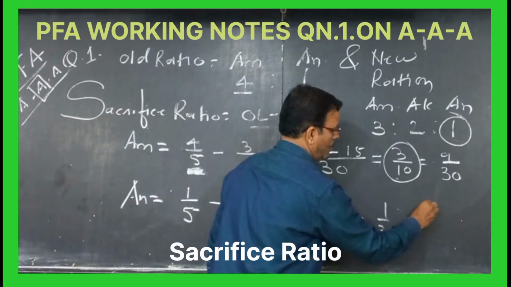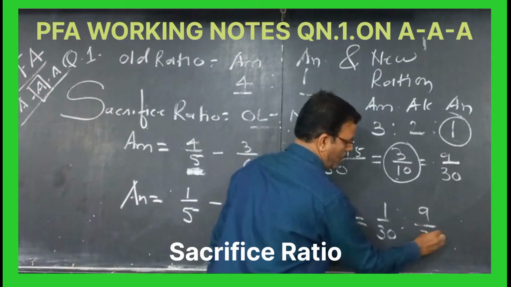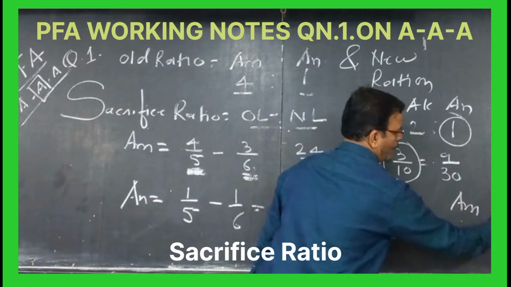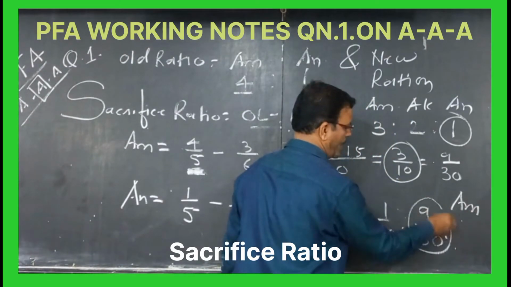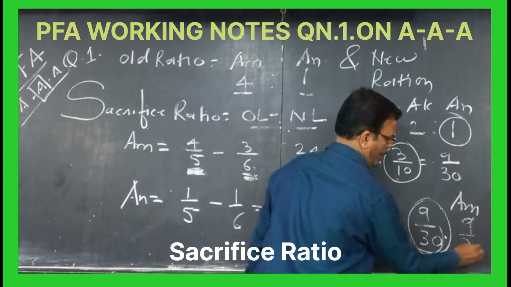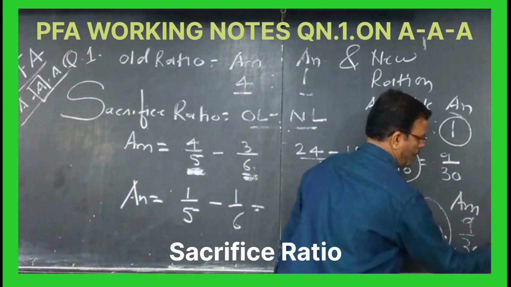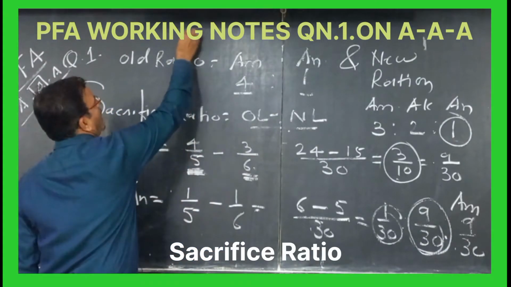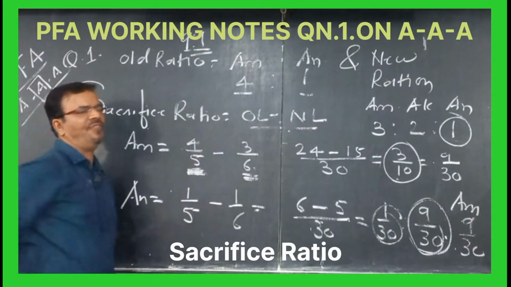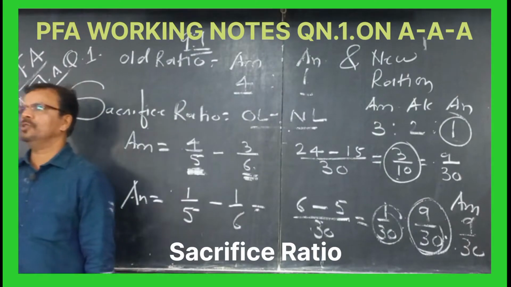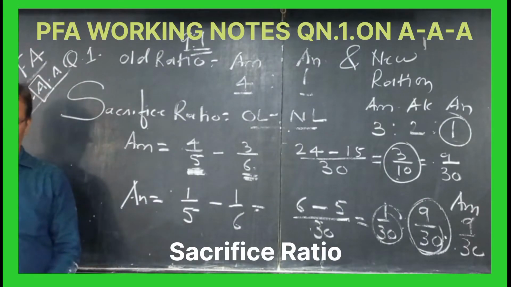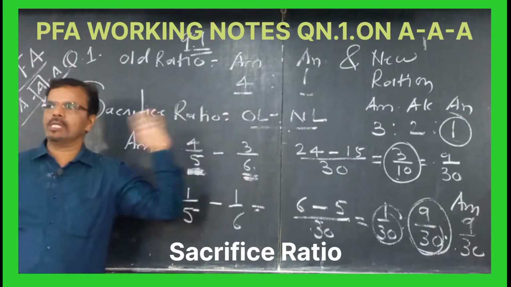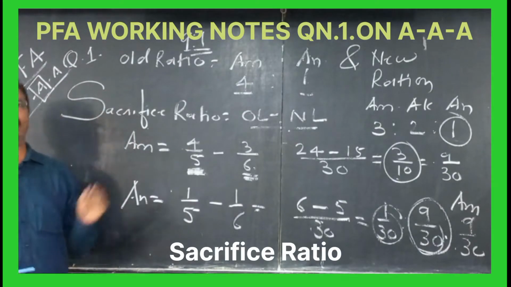So in this case, how much was Amar's? 9 upon 30. And how much is Anthony's? 1 upon 30. So how much is the ratio? 9:1 is called the sacrifice ratio. 9:1 is called the sacrifice ratio. So in this way, if the old ratio and new ratio are given, we always find out the sacrifice ratio.